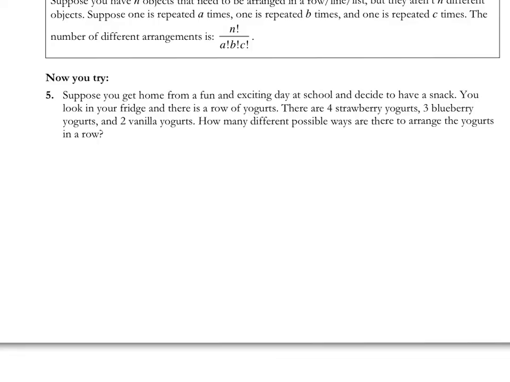So in problem number 5, there's a row of yogurt in your fridge. There are 4 strawberry, 3 blueberry, and 2 vanilla. And the question is, how many different ways are there to arrange the yogurts in a row? So, in total there are 4 strawberry, 3 blueberry, 2 vanilla. So that makes a total of 7, 8, 9 yogurts. So we're arranging them in a row. So we're going to start off with 9 factorial arrangements.